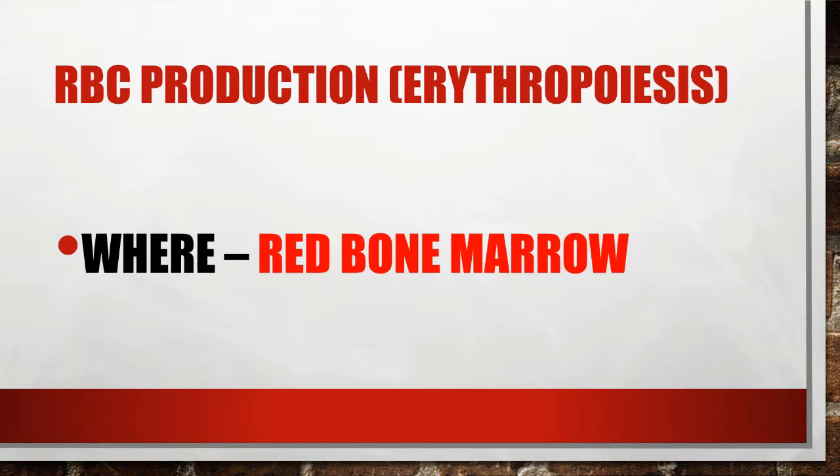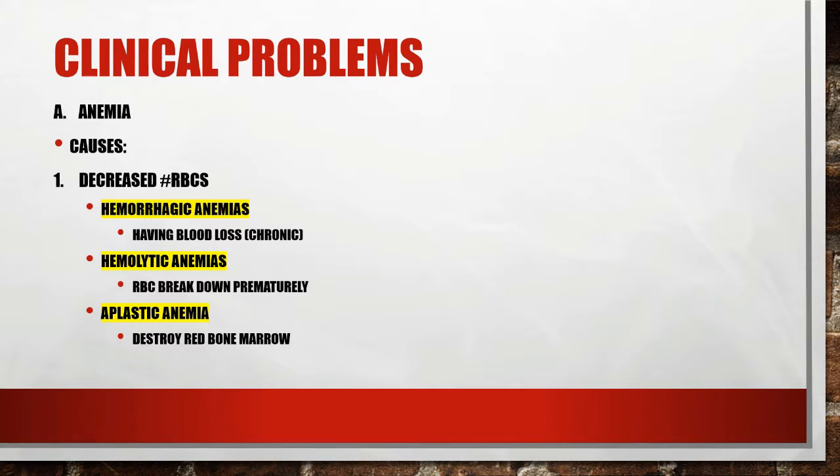Erythropoiesis is the red blood cell production, and this is very important. The red blood cells are made in red bone marrow. Some clinical problems are anemia, which is a reduced oxygen carrying capacity. Some causes of this are decreased red blood cells: hemorrhage anemia, which is blood loss, chronic or rapid. Hemolytic anemia is when red blood cells break down prematurely, and aplastic anemia is destroyed red bone marrow.